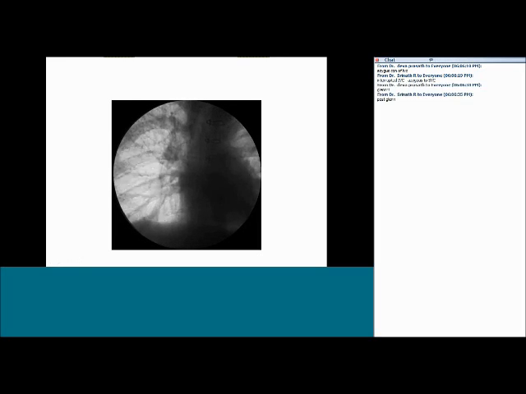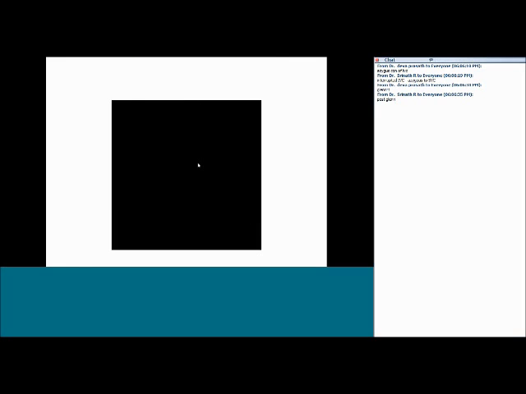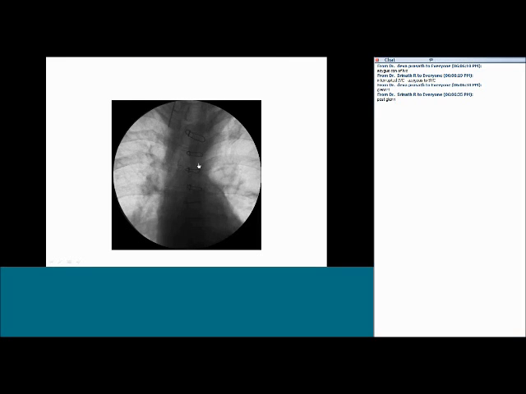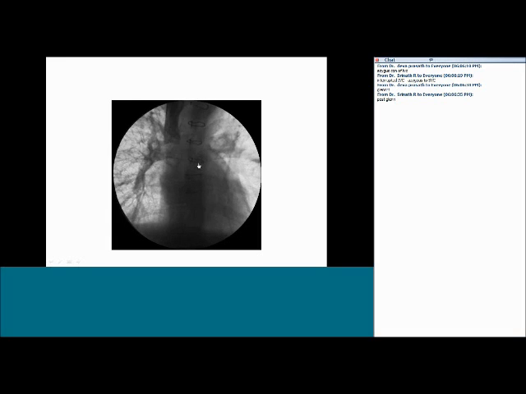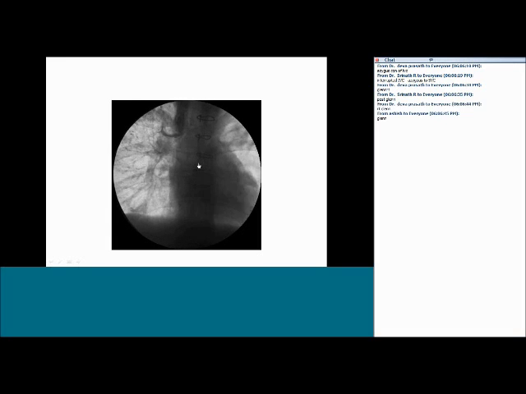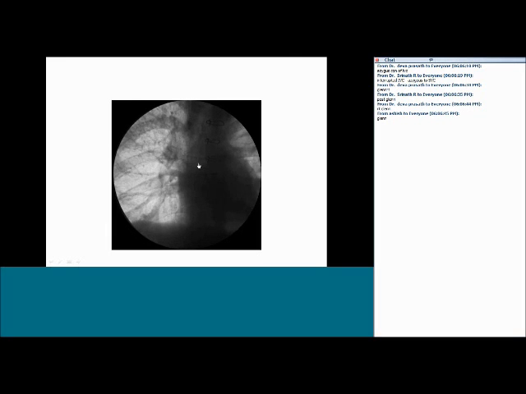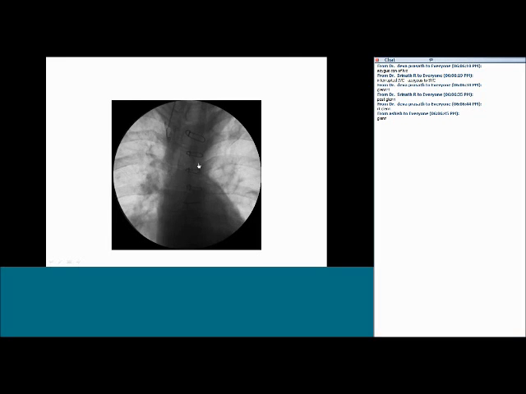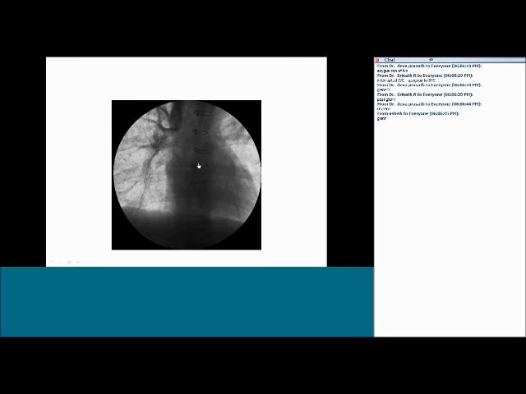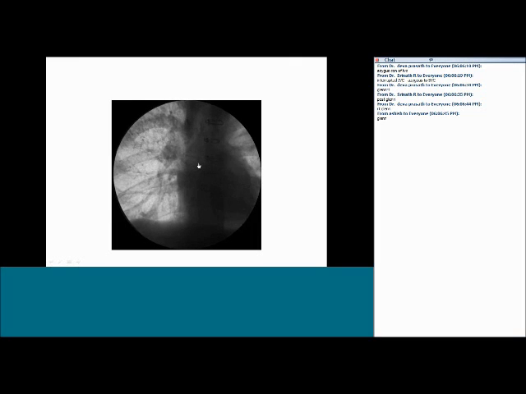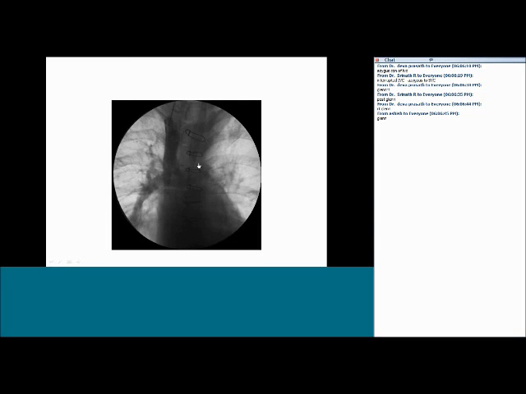Answer. This is the superior vena cava injection. Post Glenn. What else? What else? Right sided Glenn. Fine. But what else? You have to comment slightly more. Post Glenn anyone would say, but what else is there?